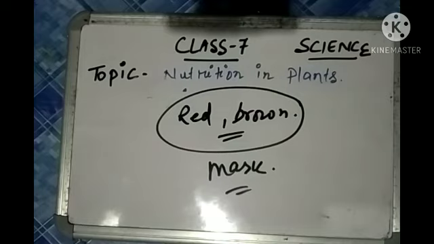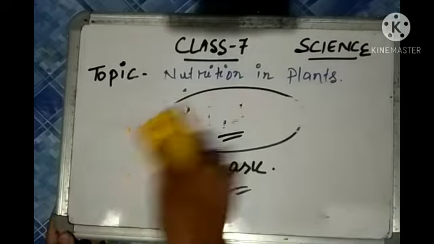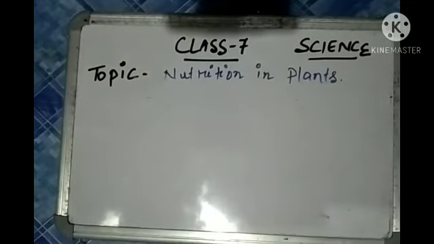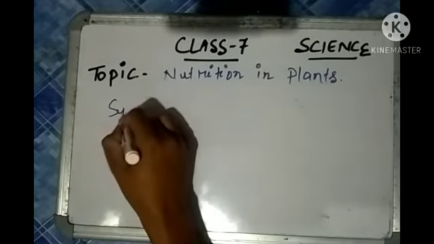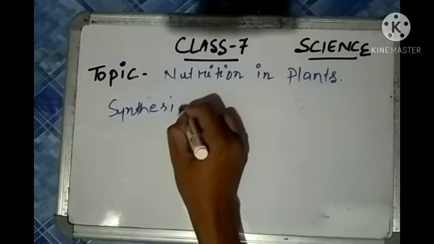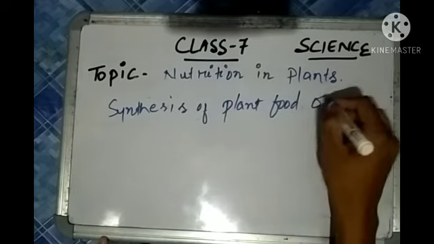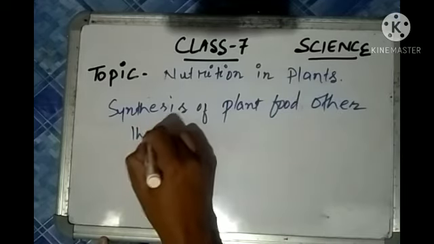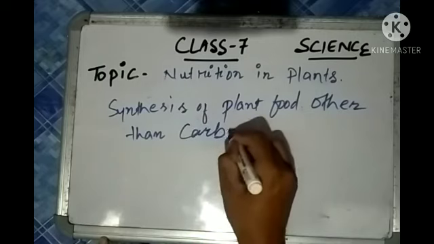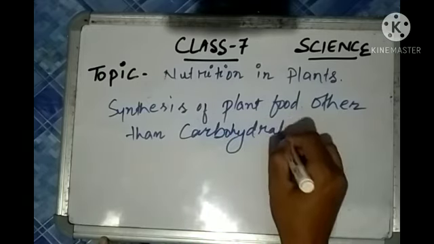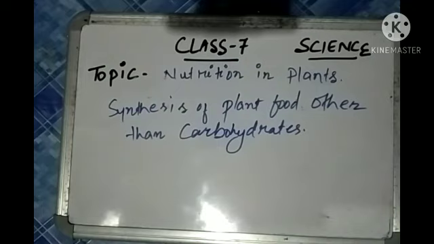Next is synthesis of plant food other than carbohydrates. When you look at the process of photosynthesis, you will find that carbohydrate is the product of photosynthesis. So now we are going to discuss plant food other than carbohydrates.